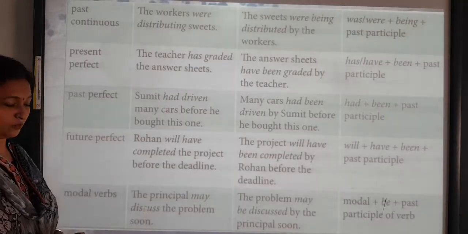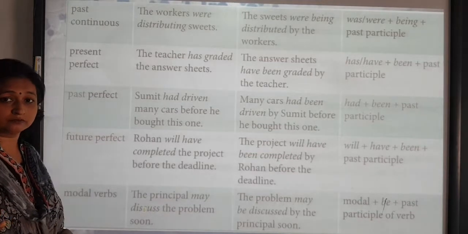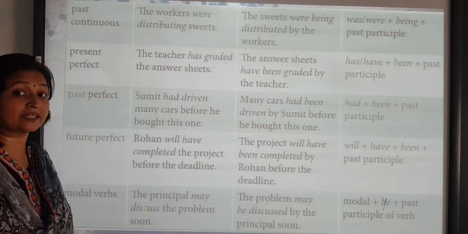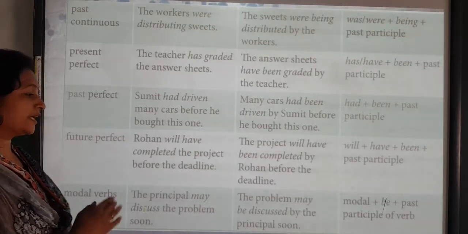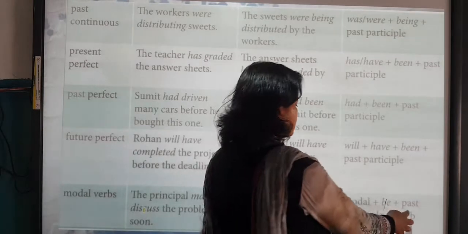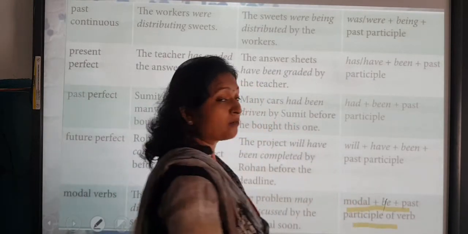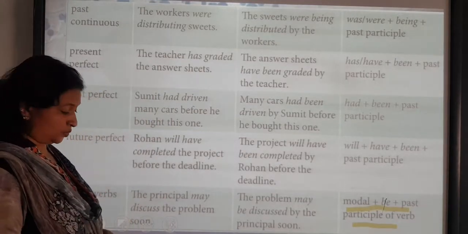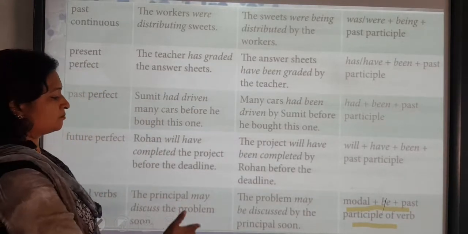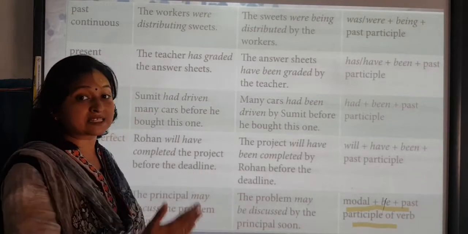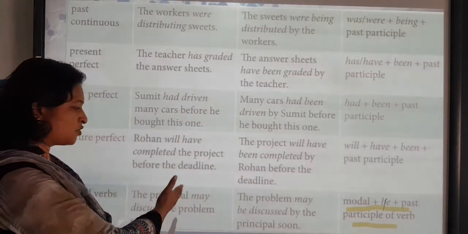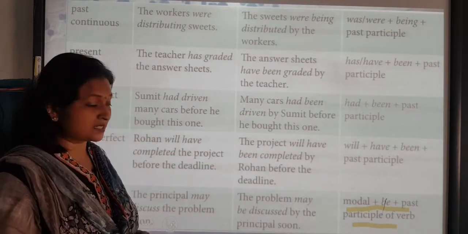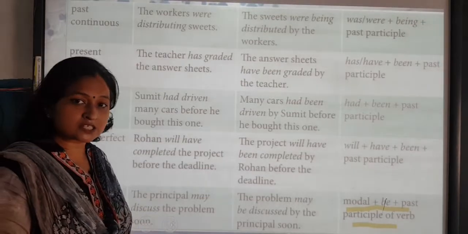Last one is modal verbs. You know modal verbs. Will, shall, may, can. These are all modal verbs. We have learned that in auxiliary verbs chapter. So if it is there, what you have to do? Modal plus be plus past participle form of verb. So our example is the principal may discuss the problem soon. And what is our object? The problem. So the problem may be discussed. Okay, modal verb हुआ may. Be you have to add, it is there in the rule. Past participle discuss is discussed by the principal soon.